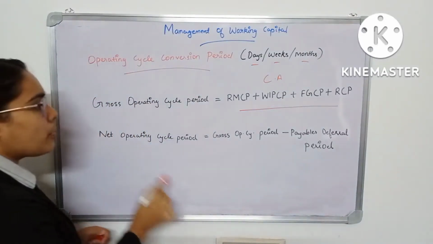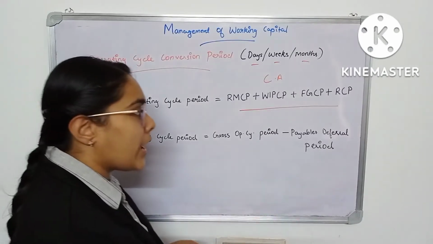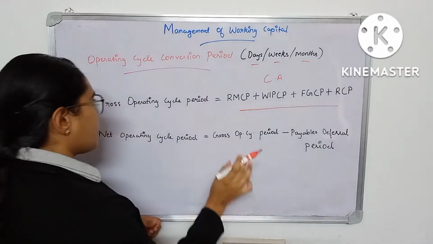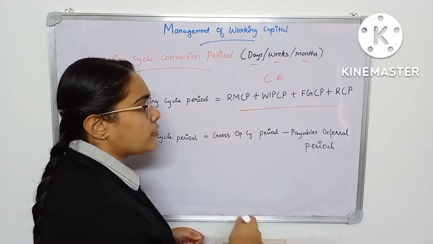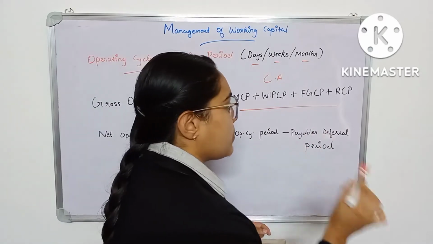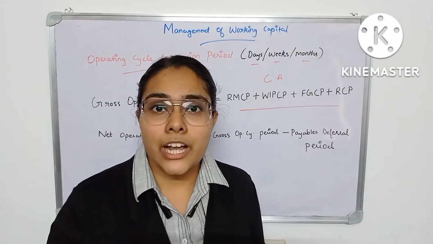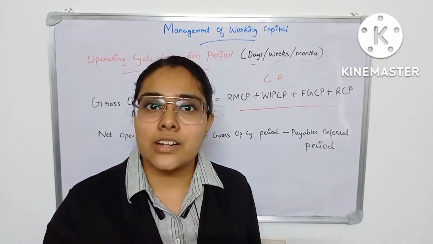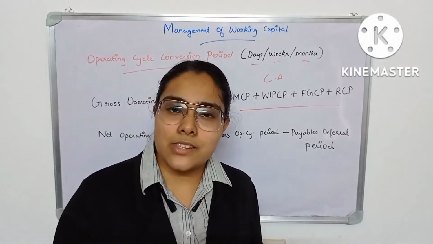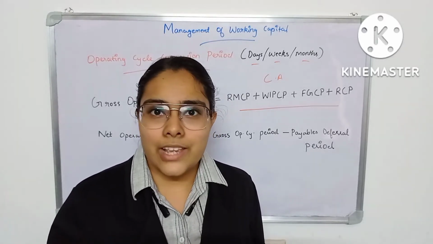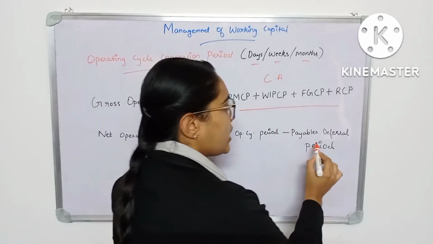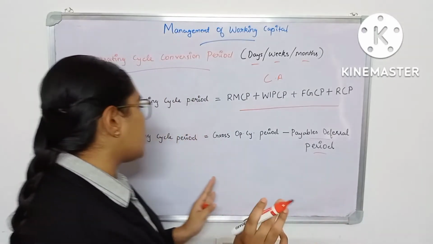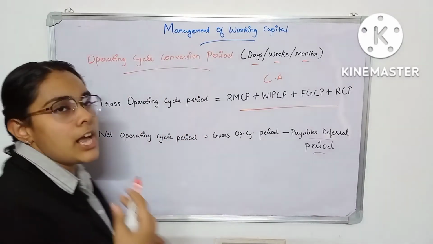Then coming to net operating cycle, you have to deduct payables deferral period from the gross operating cycle period. First you have to calculate gross operating cycle period and then deduct payables deferral period. That is the period taken by the business to pay off all its current liabilities such as creditors, outstanding expenses and wages, etc. So that forms the payables deferral period, nothing but the current liabilities. That will give you the net operating cycle period.